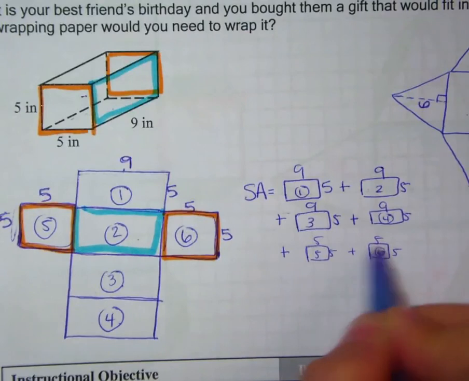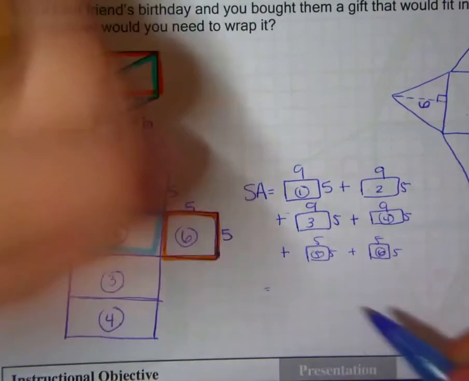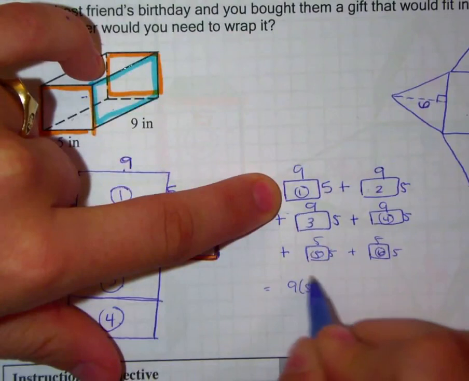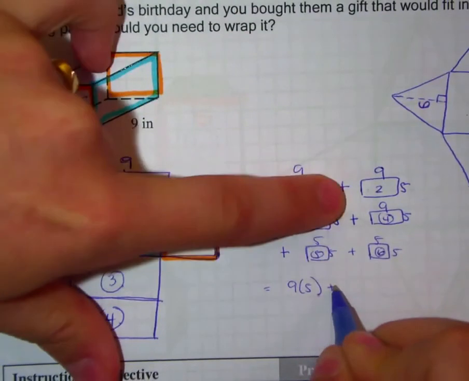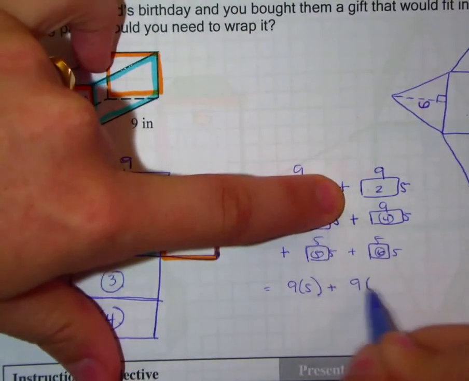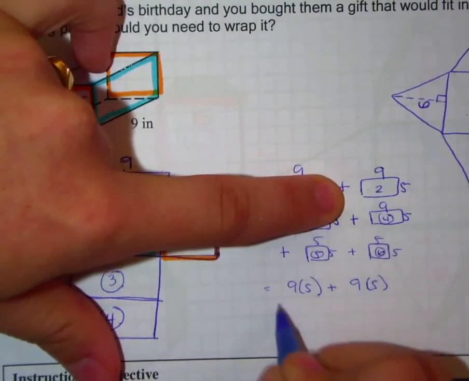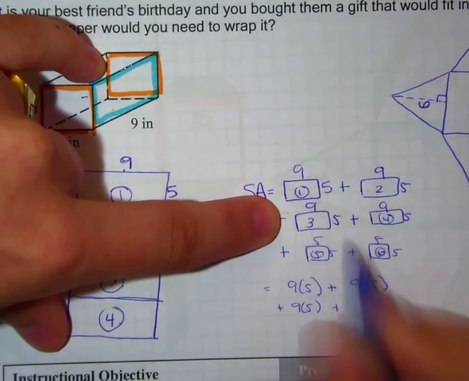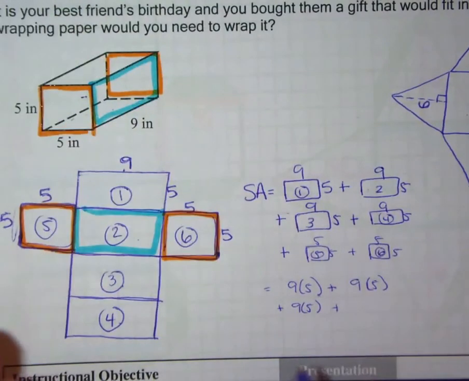So notice that I use pictures to show. Now, this is a rectangle, so it'll be base times height. This is a rectangle, so it'll be base times height. Rectangle, base times height. And I hope you get the idea, right? So you'll do all of that, add them together, and you'll get the total surface area.